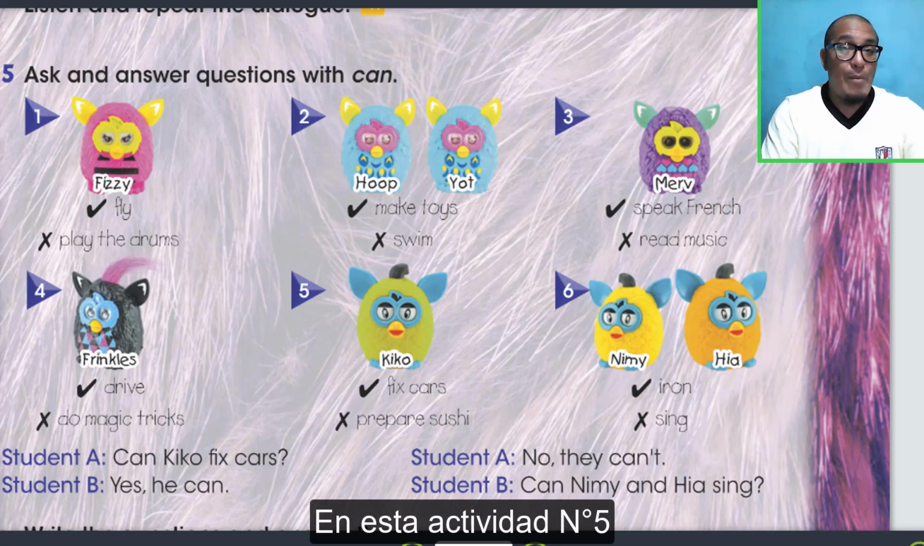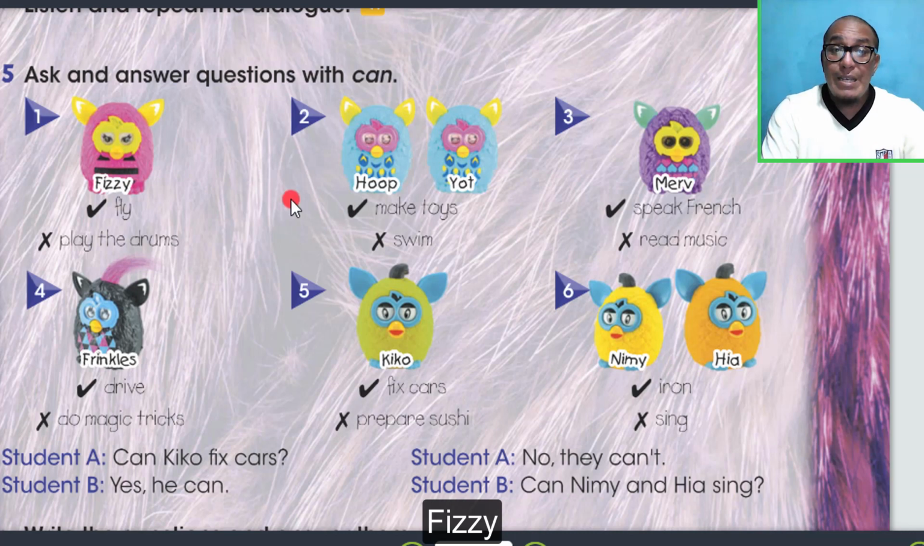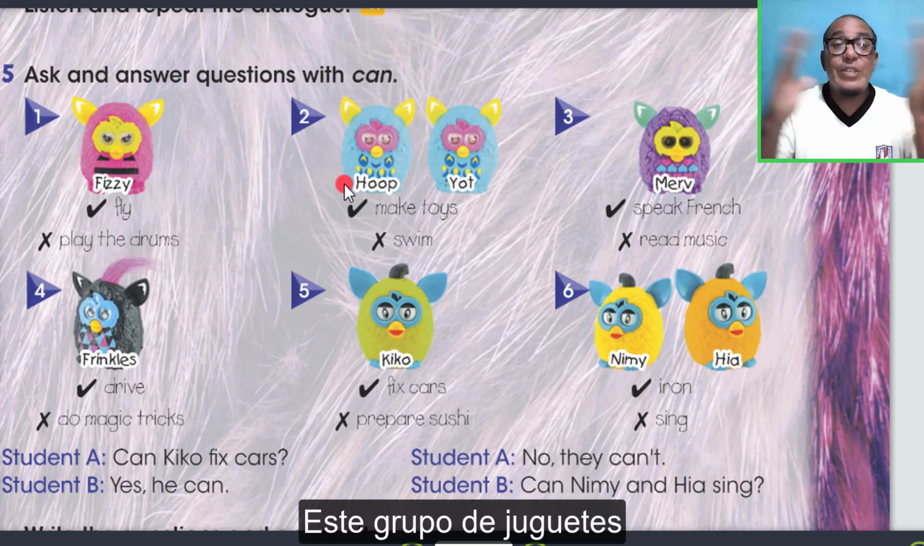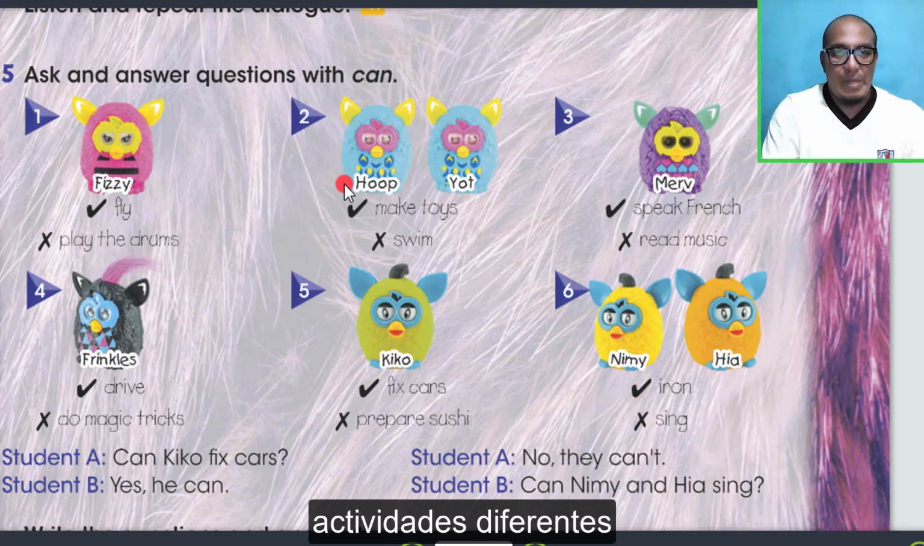Let's do activity number 5. In this activity number 5, we have a lot of toys. Pay attention to the names. Fizzy, Hope and Yacht, Merv, Prinkles, Kiko, Mimi, and Iek. This group of toys can and can't do different activities.